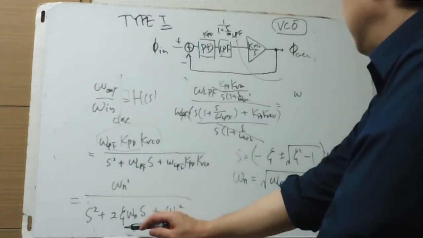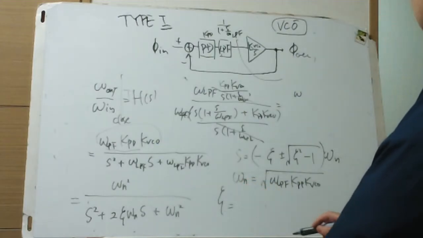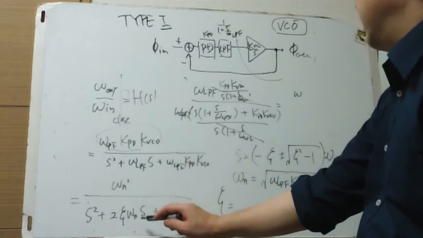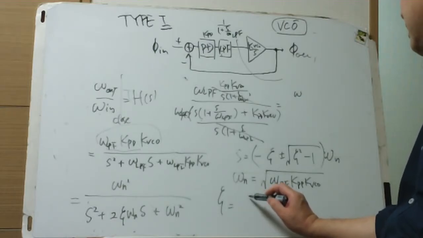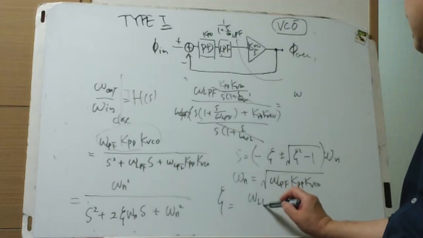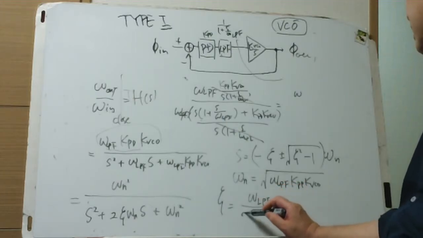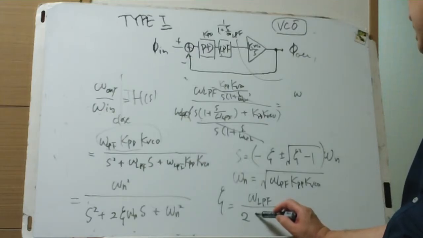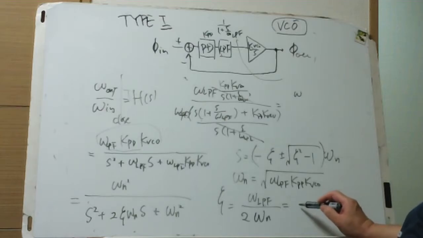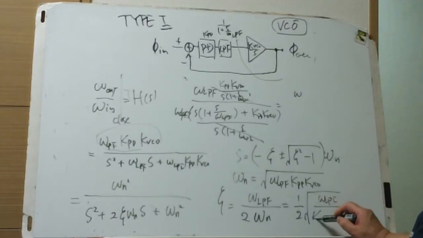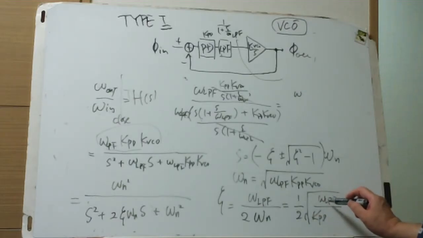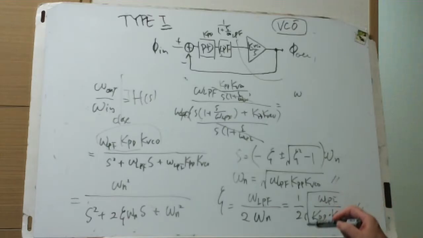where zeta equals what? 2 zeta omega n equals omega LPF, so zeta equals omega LPF divided by 2 omega n, which is half the square root of omega LPF over Kpd times Kvco. This is zeta and this is omega n.